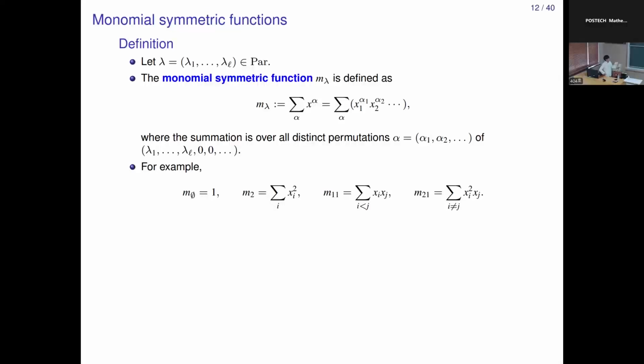For 1, 1, because we have 1, 1, these two numbers are equal, we have to consider i less than j. If i is less than j, then this must be added only once, because we don't consider xj, xi as different, because these two are the same permutation. If you permute 1, 1, then what really matters is the positions of these ones, because 1 and 1 are equal. But on the other hand here, 2, 1, these are distinct, so we consider all ij different. So it looks like this. These are examples of monomial symmetric functions.